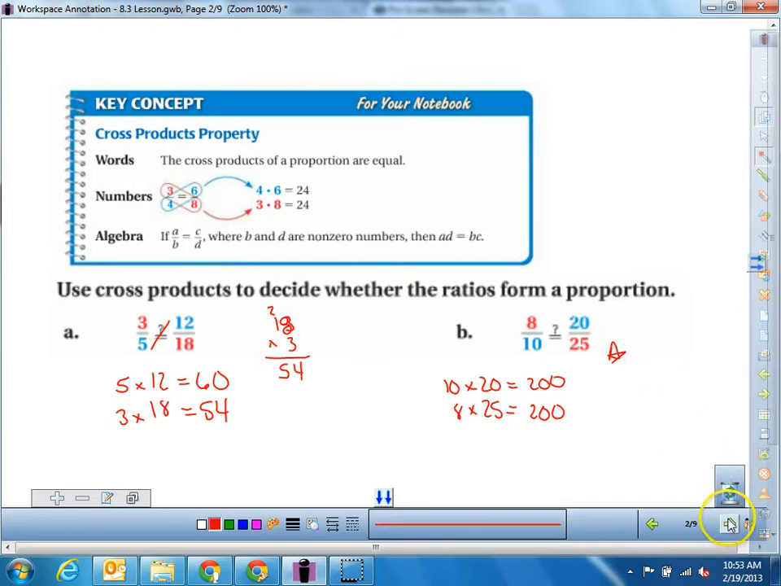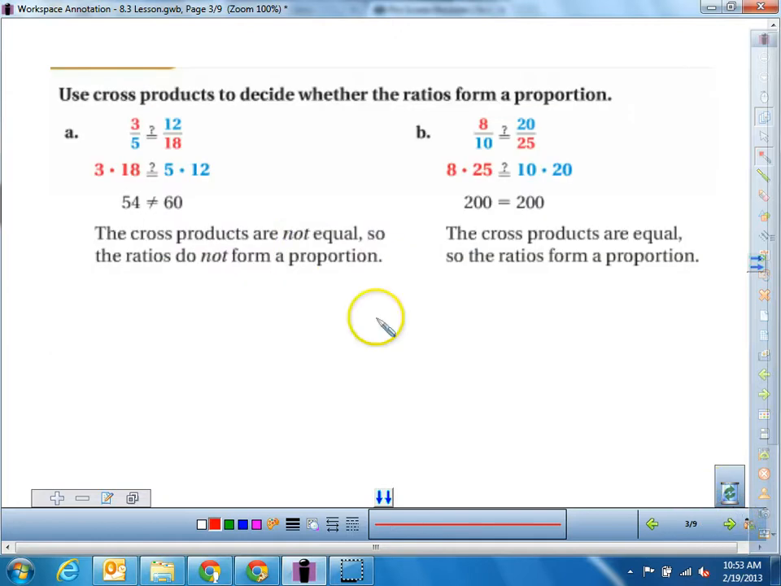Good job. So that's just to help us decide if it is in fact a proportion or not. So here it just goes to show us that the cross products were not equal. 54 was not equal to 60. On the second one, 200 was equal to 200, so it was in fact a proportion.